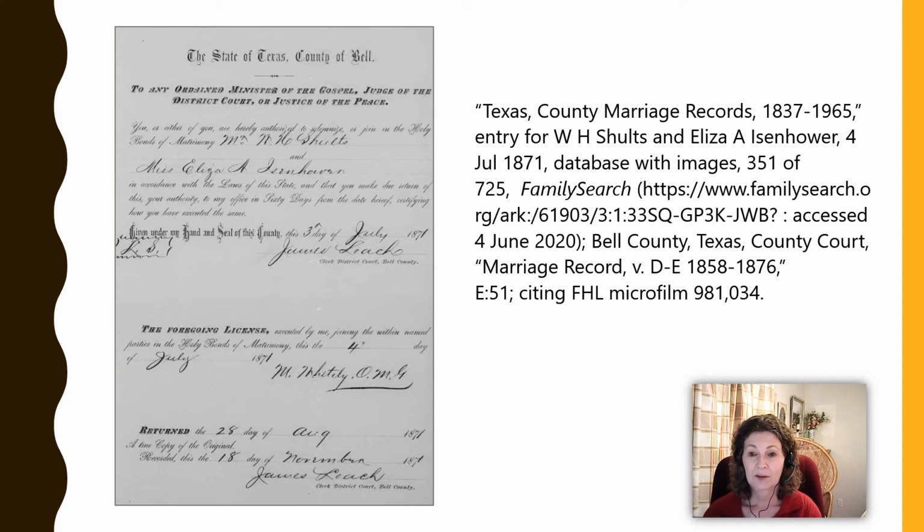We have the URL, the date we looked at it, and then we have the semicolon, which signals a change. This is now the physical layer, and it was Bell County, Texas, the county court. There's the name of the book, and then we also have a family history library microfilm number. So I hope that helped you understand how you can take a citation that was created by Family Search, and then you can tweak it a bit to make it even more informative and more helpful for your research.